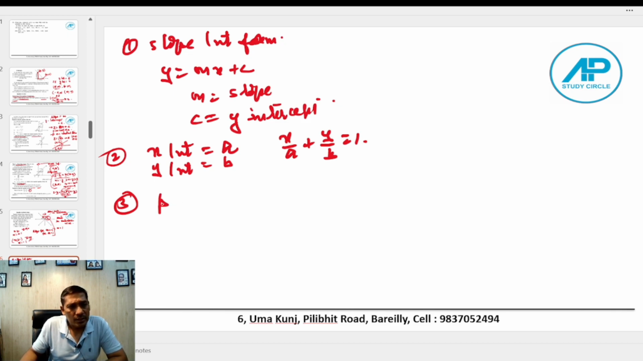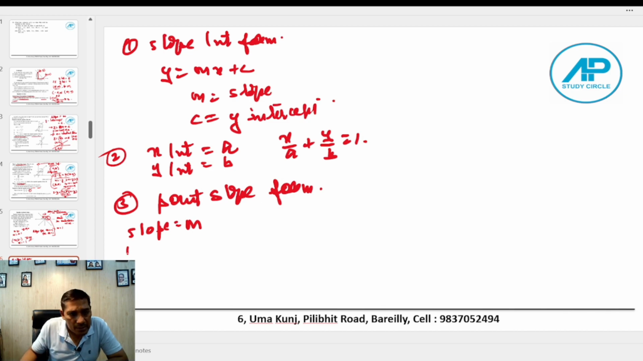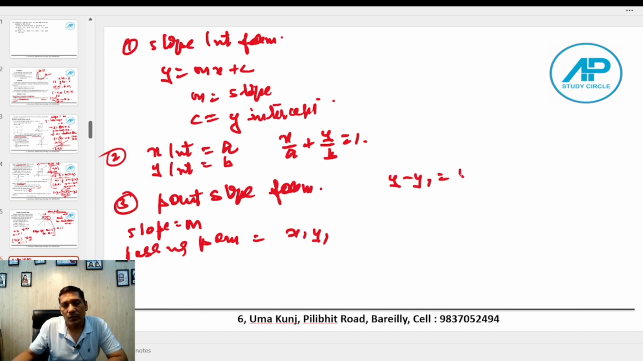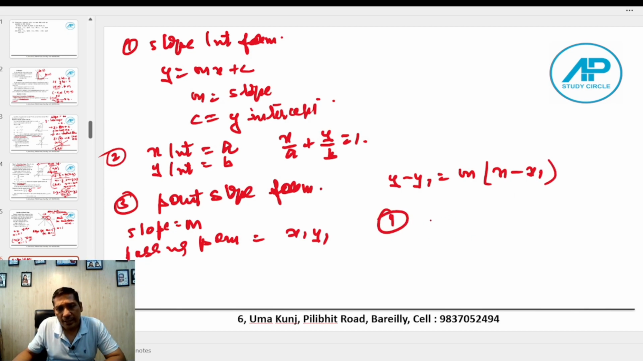I got the next equation: point slope form. मेरे पास लाइन का स्लोप है और एक पासिंग पॉइंट है x1 y1. Equation is y minus y1 equal to m(x minus x1).